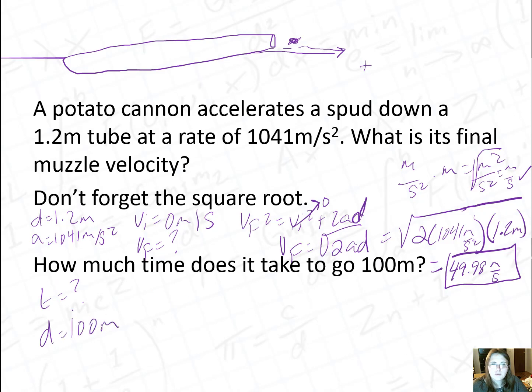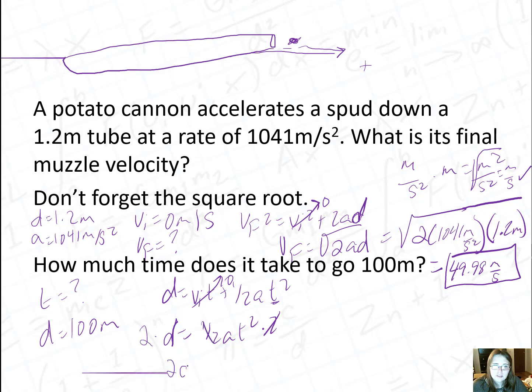So then we have some new knowns and unknowns to add in. And we're going to use D equals VIT plus 1/2 AT squared. This is still 0. The distance is 100. So now we have to actually solve for the time. So it's going to be 1/2 AT squared. So the reciprocal of 1/2 is 2, and that'll get rid of the 2 on this side. We can multiply by 2 on the other side.